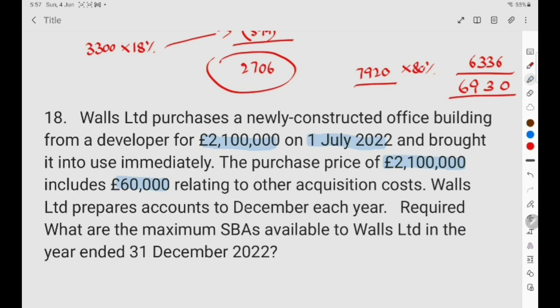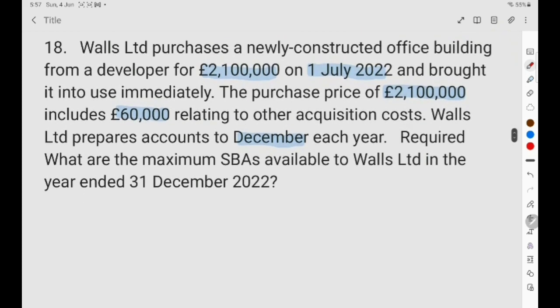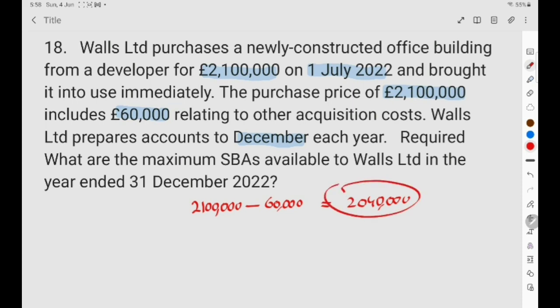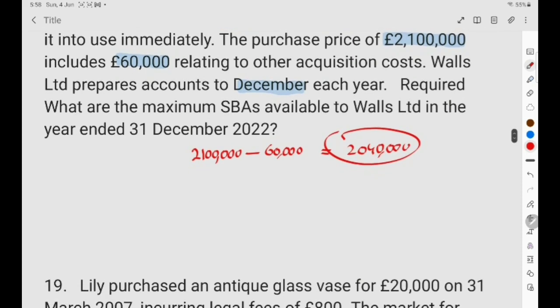Walls Limited prepares accounts to December each year. Requirement is what is the maximum SBA, structure building allowance, available to Walls Limited in the year ended 31st December 2022. So what do we have to consider? First, we have to consider the amount that attracts the structure building allowance, that is 2100,000 minus 60,000 and that is the amount of 2040,000. This is the amount on which structure building allowance will be applied.